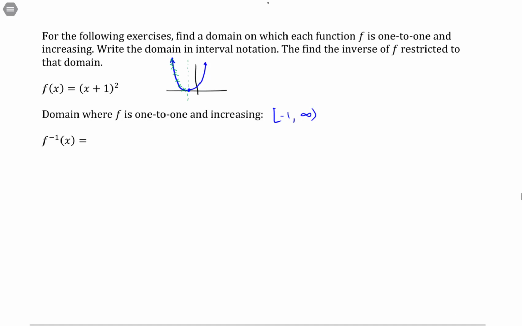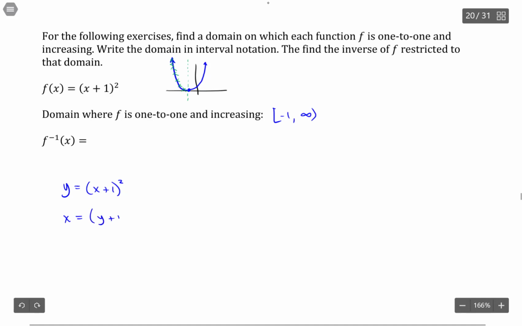Now the inverse is going to be, well, let's see. We have y equals x plus 1 quantity squared. And in order to figure out what the inverse is, I swap the x and the y values: x equals y plus 1 quantity squared. Take the square root of both sides. So now technically this becomes plus or minus square root of x equals y plus 1. Except for the fact that I'm restricting to everything that results in positive square roots. So this is only the positive side, which means I don't have to worry about that minus.